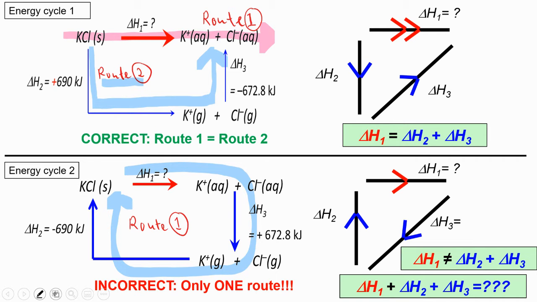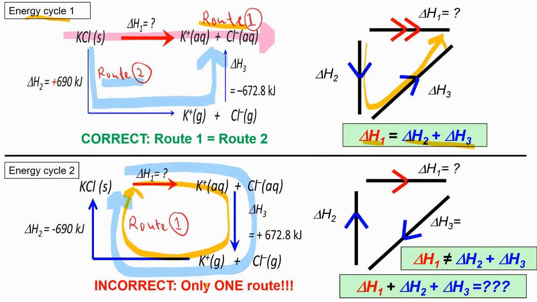Now I want to highlight another mistake which students tend to make. For energy cycle number 1, you can see that I have route 1 and then I have route 2. This is something similar to what you have learned in physics, where 1 and 2 give the resultant force. However, students sometimes forget about the arrows when they draw just one cycle only.